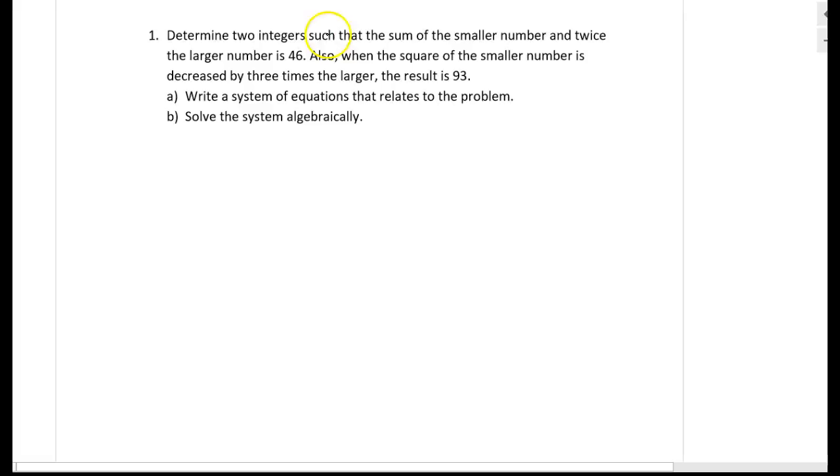Next question, let's take a look at this guy. Determine two integers such that the sum of the smaller number, so let's use n for that one, and twice the larger number, I'm going to use L for that, is 46. Also, when the square of the smaller number is decreased by 3 times the larger, the result is 93.